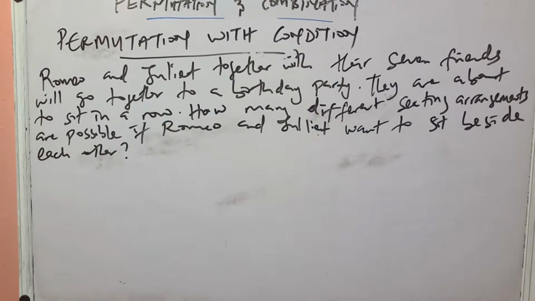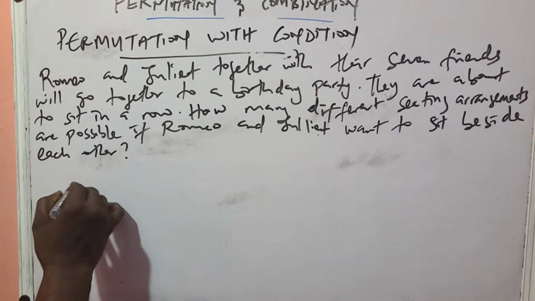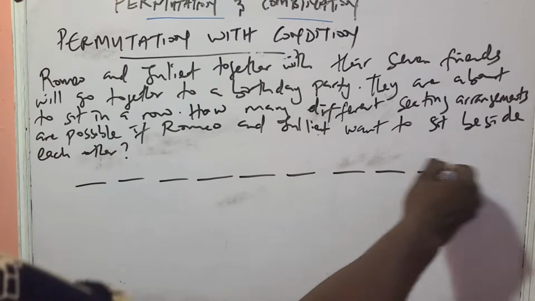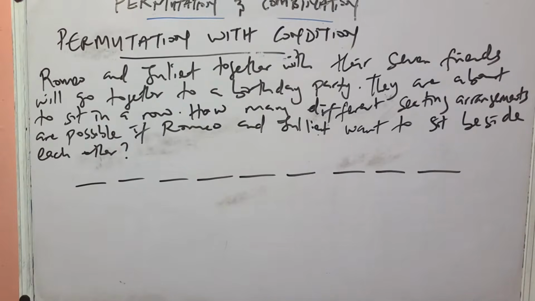Romeo and Juliet together with their 7 friends. Now there is Romeo and Juliet, and there are 7 of their friends. They went to a birthday party. They're about to sit in a row. That means obviously we have 2. Romeo and Juliet are 2 people. Then we have 7 friends. That means we have 9. We obviously have to have 9 different seats. We have 9 different seats now for both Romeo and Juliet and their 7 friends.